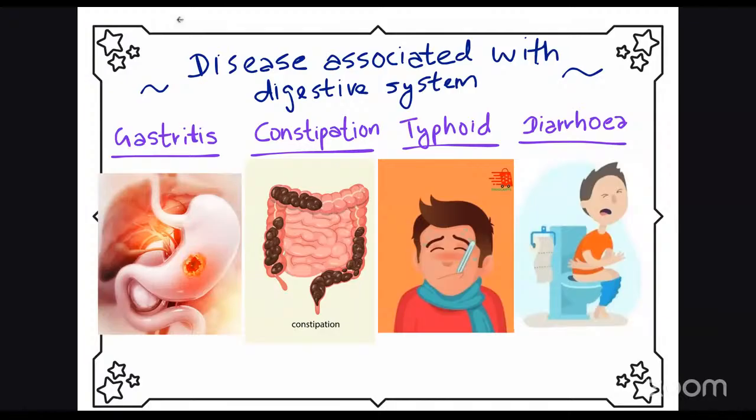Now, may I know how can you prevent gastritis? Mucus inflammation. How can you prevent gastritis? Okay, you don't have to type that. So, okay, milk of magnesia. Yes, you can drink milk of magnesia. Yes, but I said prevention.